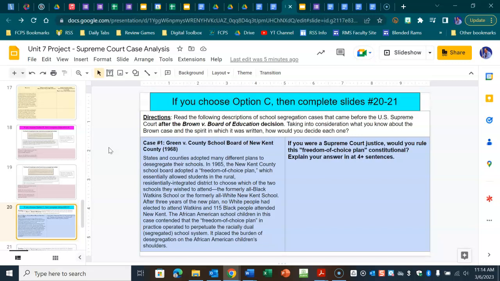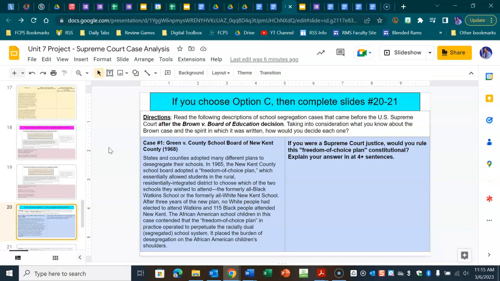All right, the directions say read the following descriptions of school segregation cases that came before the U.S. Supreme Court after the Brown versus Board of Education decision. Taking into consideration what you know about the Brown case and the spirit in which it was written, how would you decide each one? All right, so case number 1 is Green versus County School Board of New Kent County, 1968. And what you have to answer is, if you were a Supreme Court justice, would you rule this freedom of choice plan constitutional? Explain your answer in at least 4 sentences.